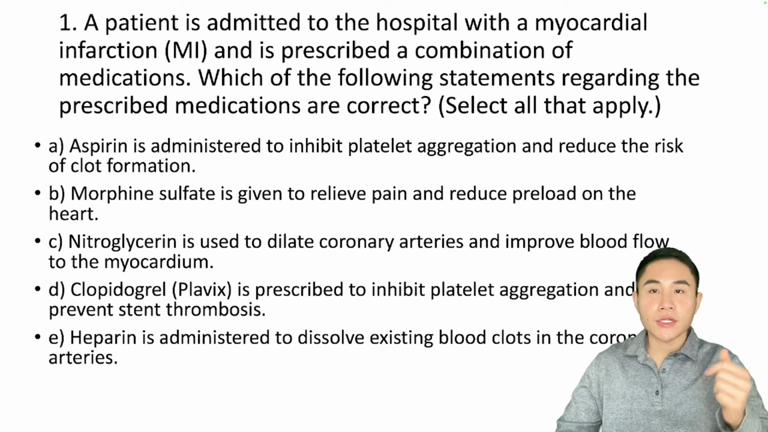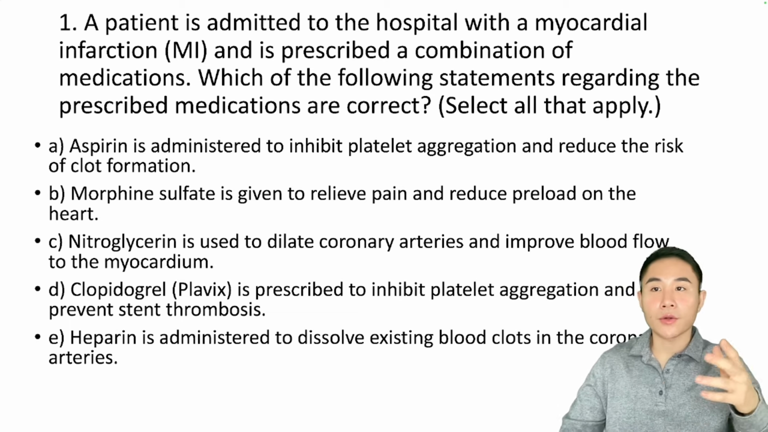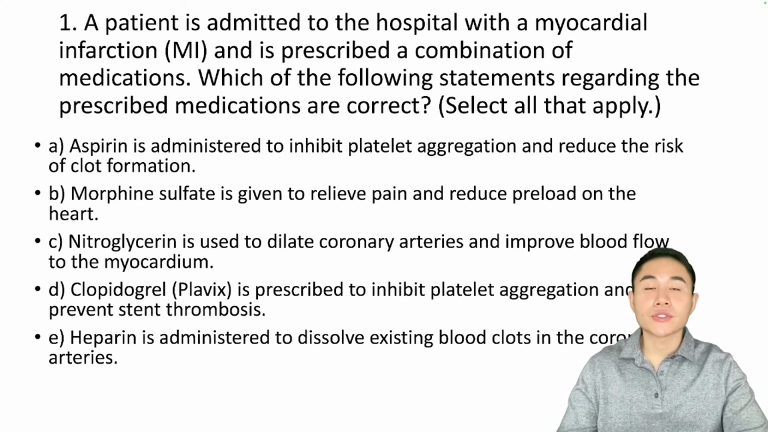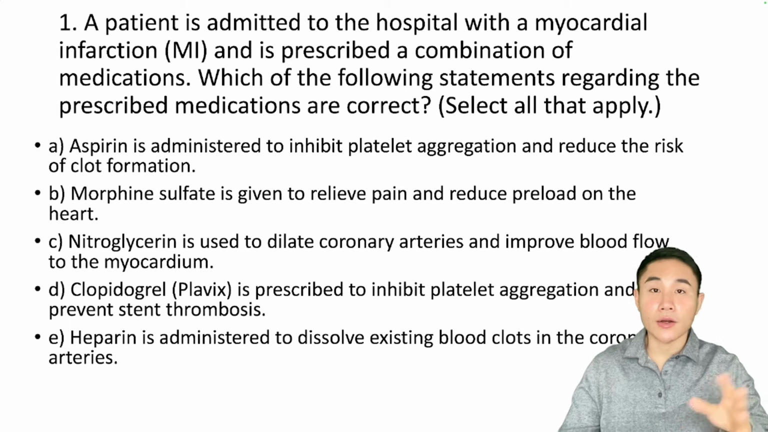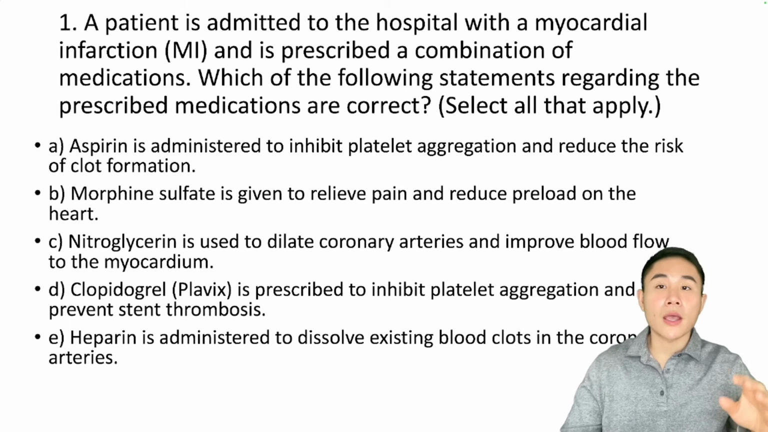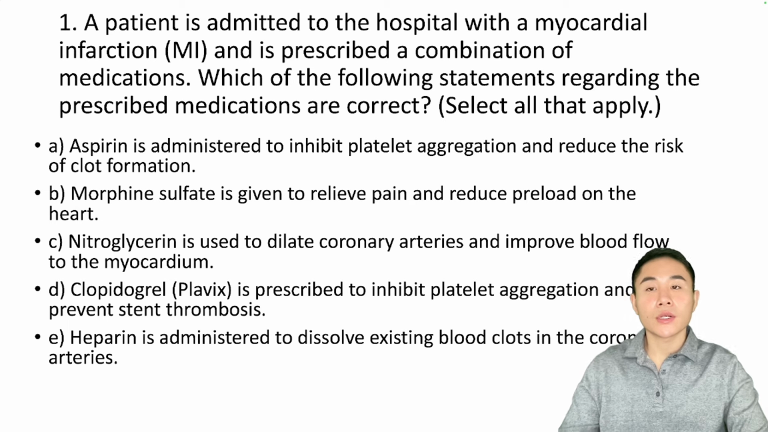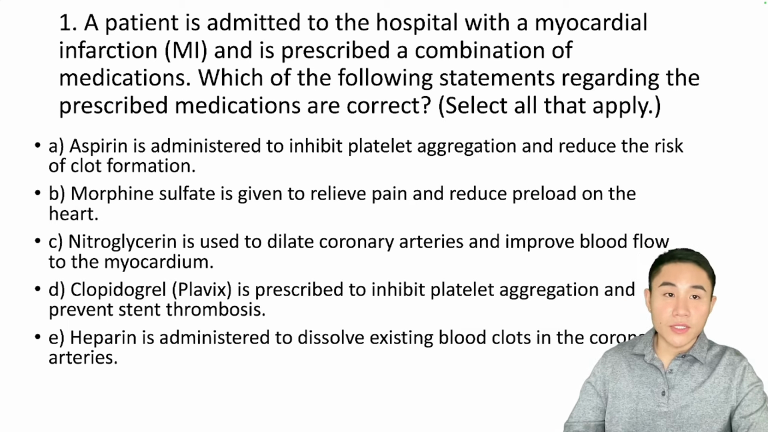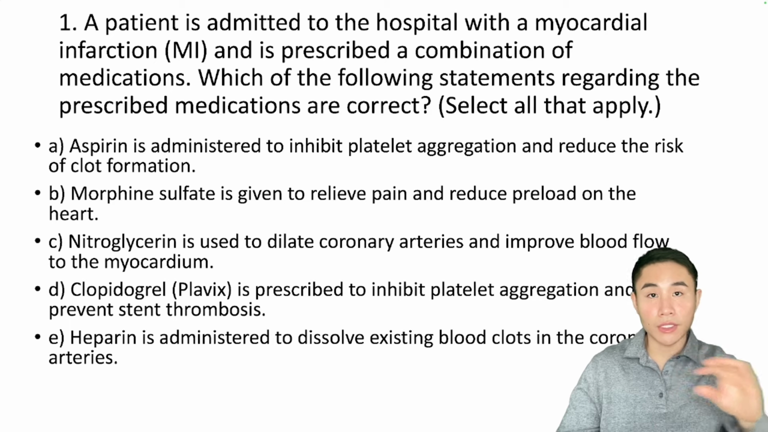Alright you guys, SATA, Select or Apply, Next Generation Practice Questions for NCLEX. Let's go ahead and dive straight in. So first question. A patient is admitted to the hospital with a myocardial infarction, MI. This is also known as heart attack. So it's very important for you guys to know the difference between heart attack and heart failure. You should know that by now, and we can go over it a little bit later. The patient is prescribed a combination of medications. Which of the following statements regarding the prescribed medications are correct? Select or apply. Okay, let's go through each question together.